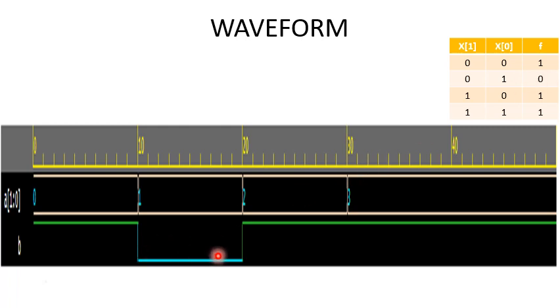Then #10, that is after 10 time units from the current execution time, so 10 plus 10 becomes 20. At this point we gave the input as 10, which is equivalent to decimal 2. For 10, the output value is 1. And finally, after another 10 time units, we have given the input as 11, which is decimal 3. For 11 also, the output is 1. So this is how the output is displayed.